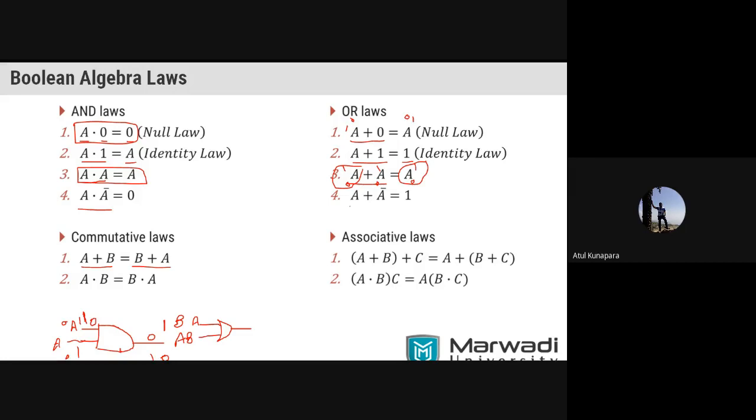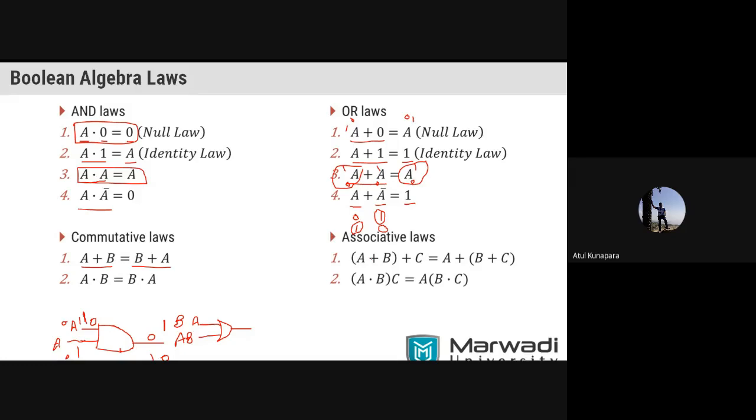The last one for the OR law is A plus A bar. Here, if A is 0, A bar will be 1, and if A is 1, A bar will be 0. But out of these two, A and A bar, one of them will always be 1. Either A bar will be 1 or A will be 1, and that is why the OR operation will give you output logic 1. So that's what the OR laws are.